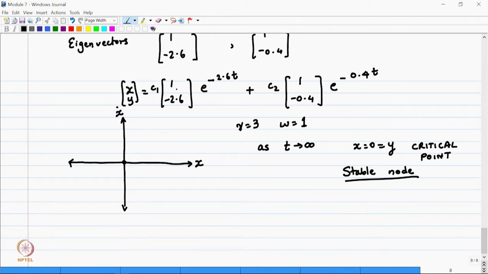Obviously, let us consider one case where you only have C1, where C2 is 0. So, if C2 is 0, what you can see is that x dot is just some multiple of x. So, it is just minus 2.6 times x. This is nothing but a straight line of slope minus 2.6. So, it will look like this.